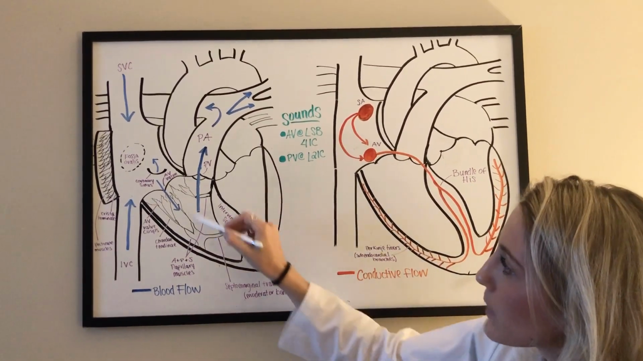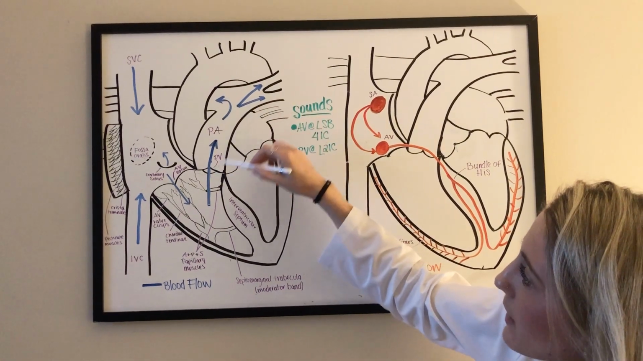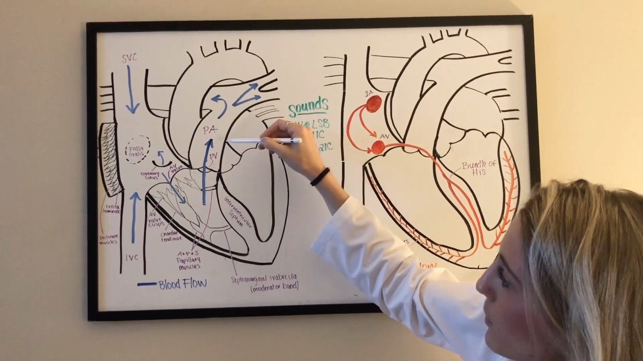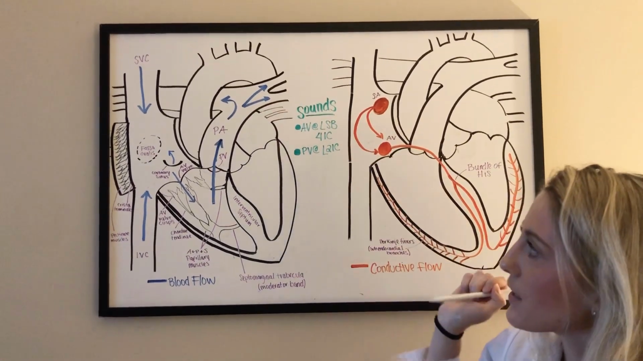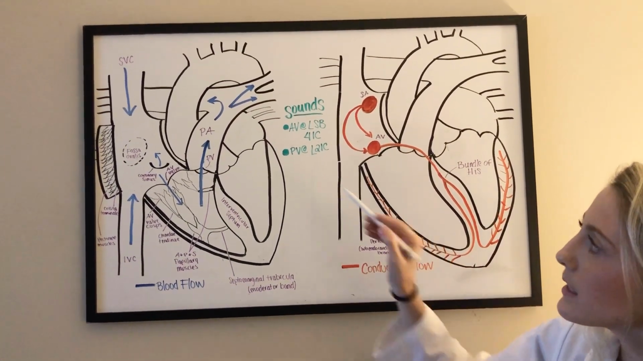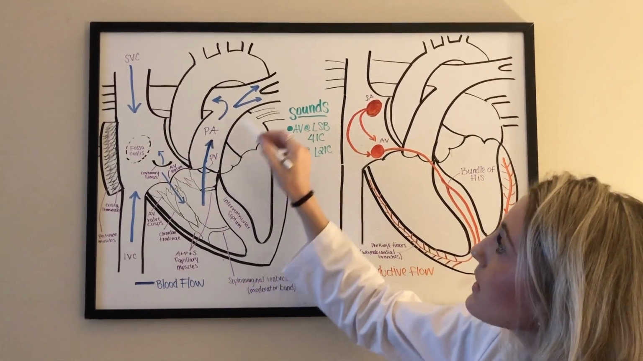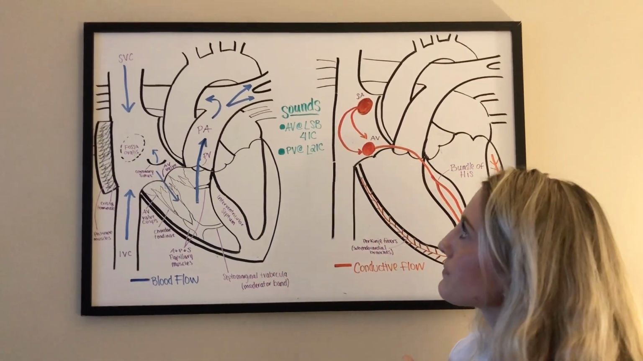As the blood leaves the right ventricle into the pulmonary artery, we move through the pulmonary valve. This valve includes right, left, and anterior cusps. As the blood leaves the heart, it moves on to the lungs for oxygenation.